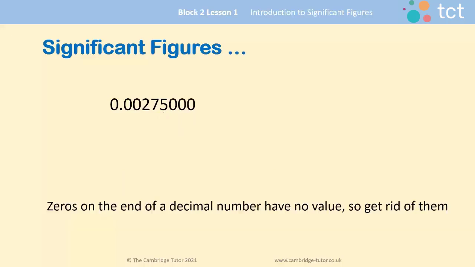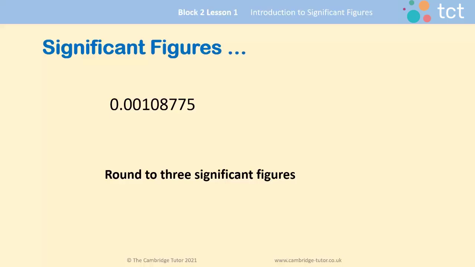So if we turned all those into zeros, remembering that with decimals, any zeros that don't have significant figures after them, we can just take them off. Here we have another small decimal number. We're going to round it to 3 significant figures. We find the first digit that isn't a 0, and that's 1. The next digit is a 0, but because it comes after a significant digit, we include it. So that 0 is the second significant figure, and 8 is the third.